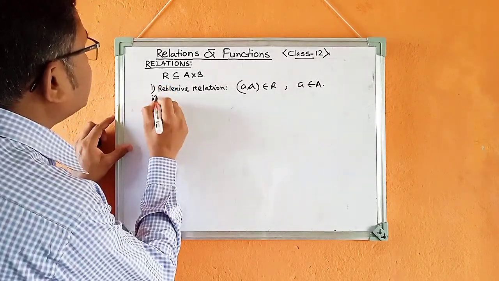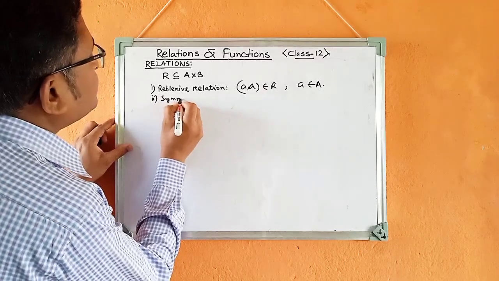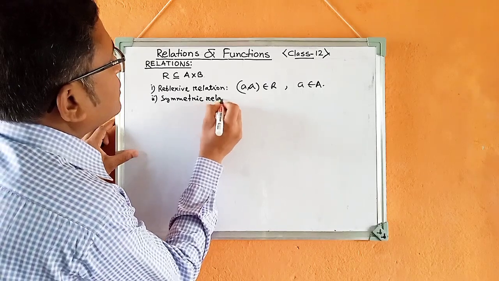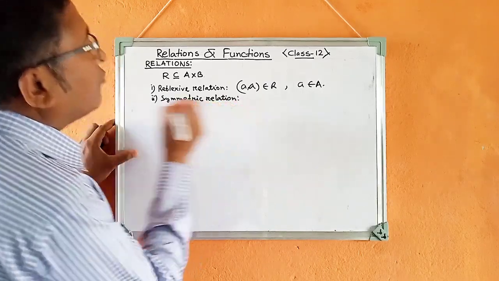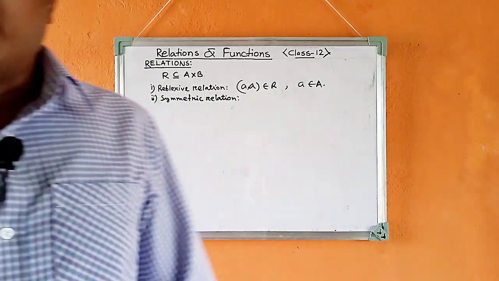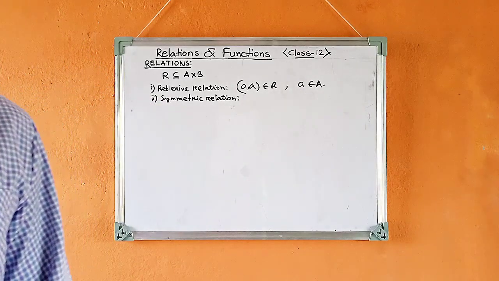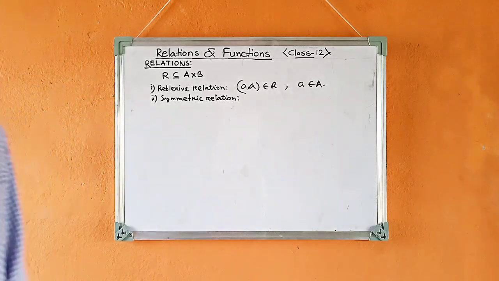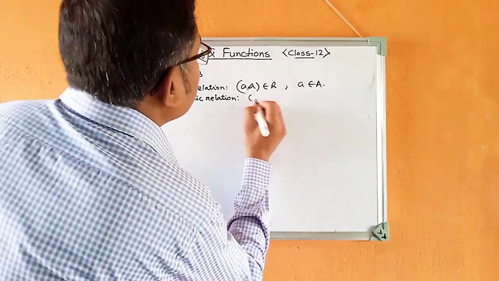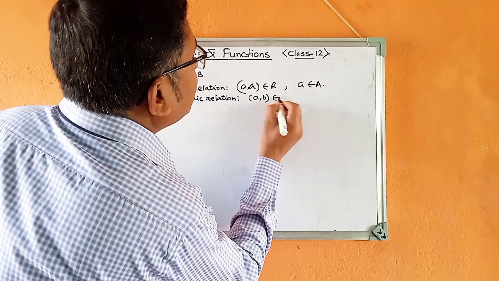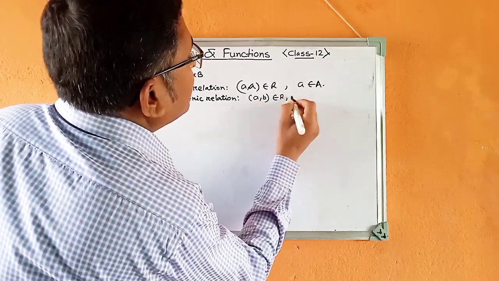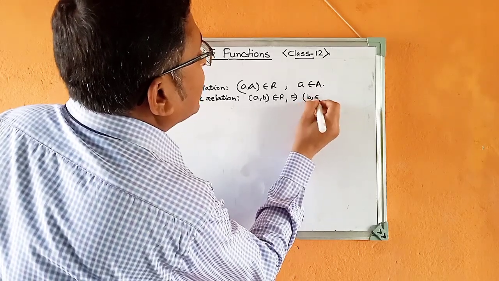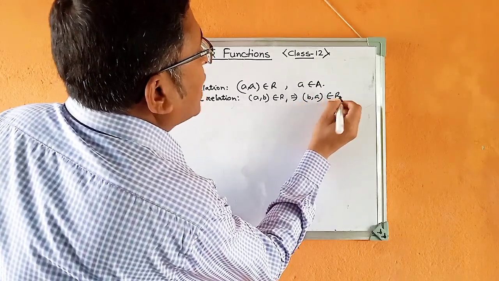Next is symmetric relation. Number two is symmetric relation. So what is a symmetric relation? Listen carefully. A relation R in set A is called a symmetric relation if (a, b) belongs to R implies that (b, a) belongs to R.